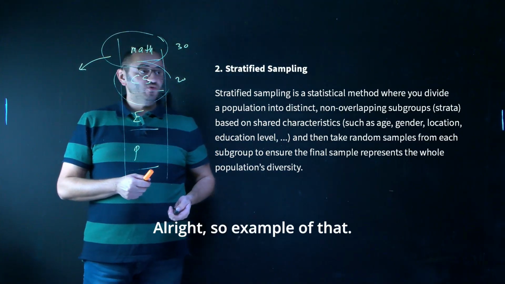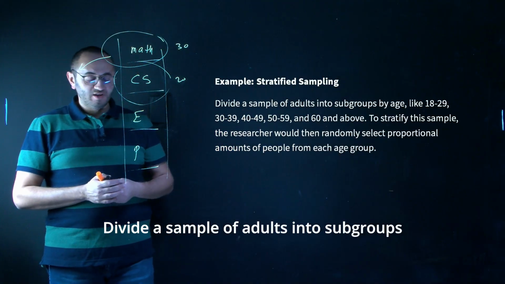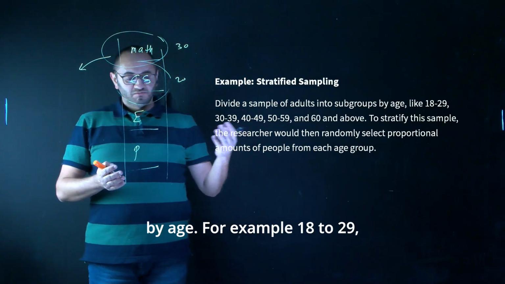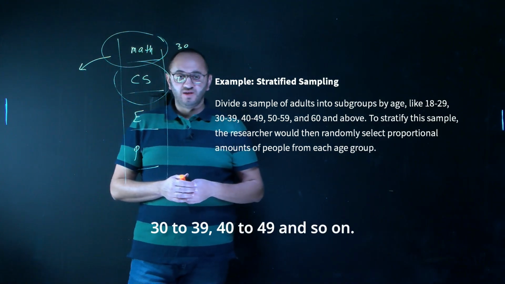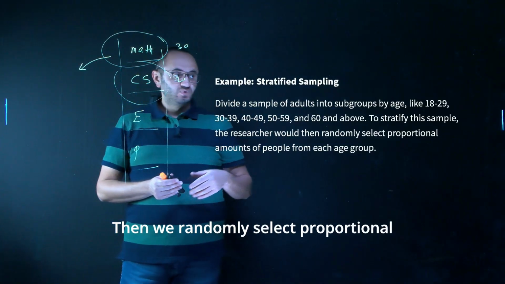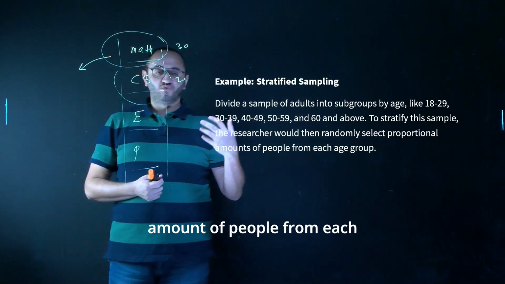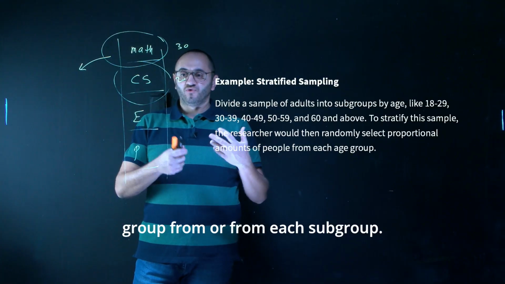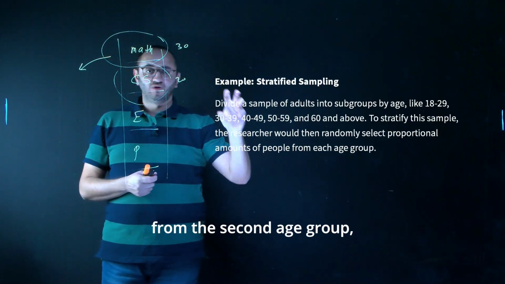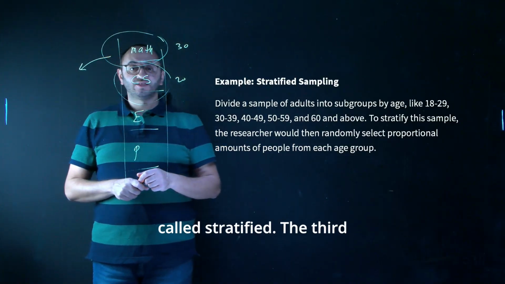Here is another example. Divide a sample of adults into subgroups by age, for example 18 to 29, 30 to 39, 40 to 49, and so on. Then we randomly select a proportional amount of people from each subgroup. From the first age group I take a specific number of people, from the second age group, the third age group, and so on. So this is called stratified sampling.